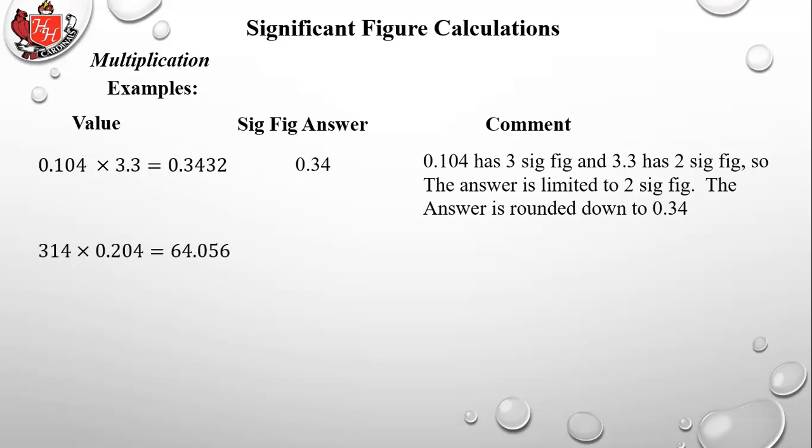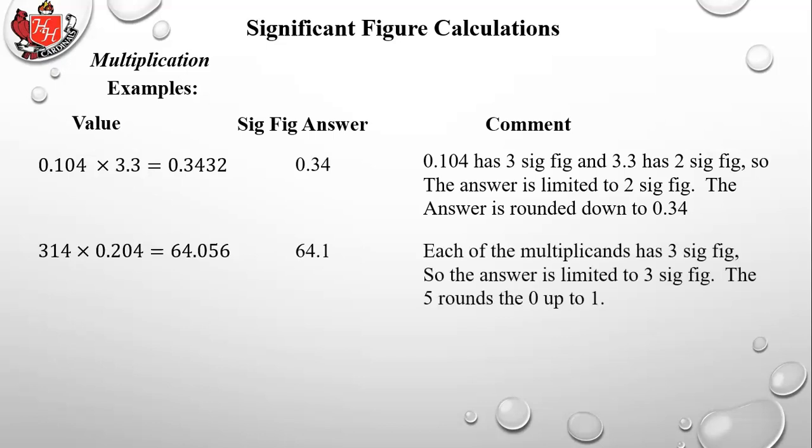314 and 0.204, there's the calculator answer. 64.1. Each of the multiplicands has 3 significant figures, so the answer is limited to 3 significant figures. The 5 rounds the 0 up to a 1. What about this? Again, this is going to be a little bit of a tricky one. Think about it.